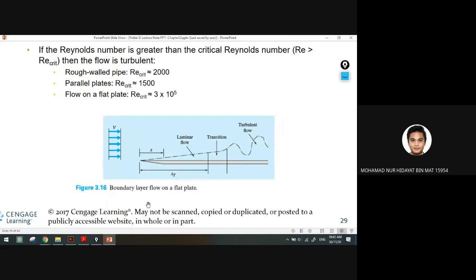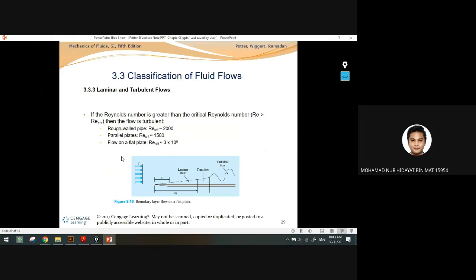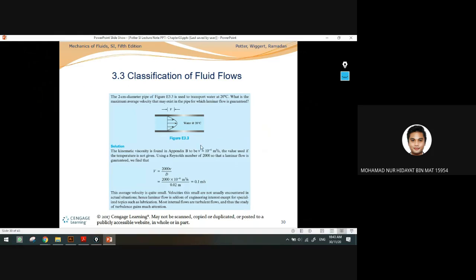Here you can see the boundary layer flow on the flat plate. The laminar flow is straight, and suddenly there is a transition from laminar to turbulent. This is completely turbulent. So they will encounter the laminar flow first. This is a universal phenomenon that happens in boundary layer flow. This is an example; I will show you later on.